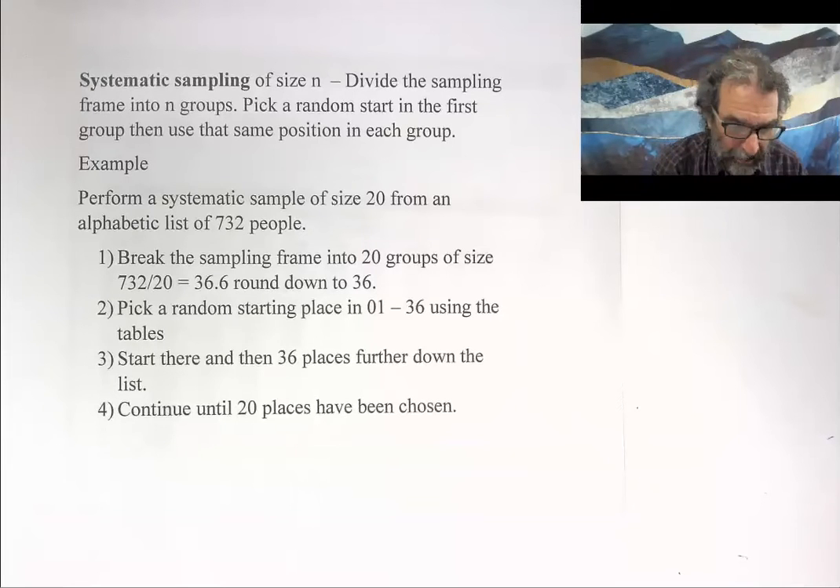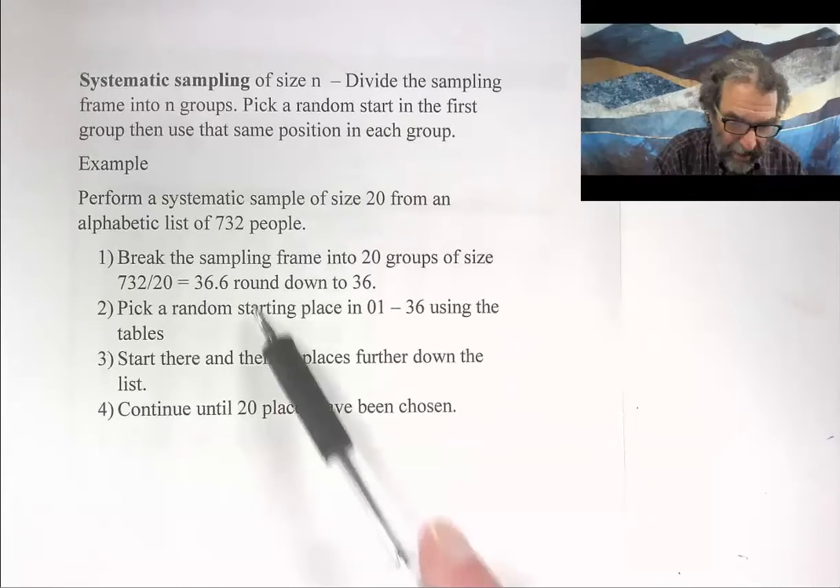So we take the sampling frame as it stands as a list, break it into n pieces of size, well, you take the sampling frame divided by n, and we'll see how we do it. Here it is. Example. Perform a systematic sample of size 20 from an alphabetic list of 732 people.